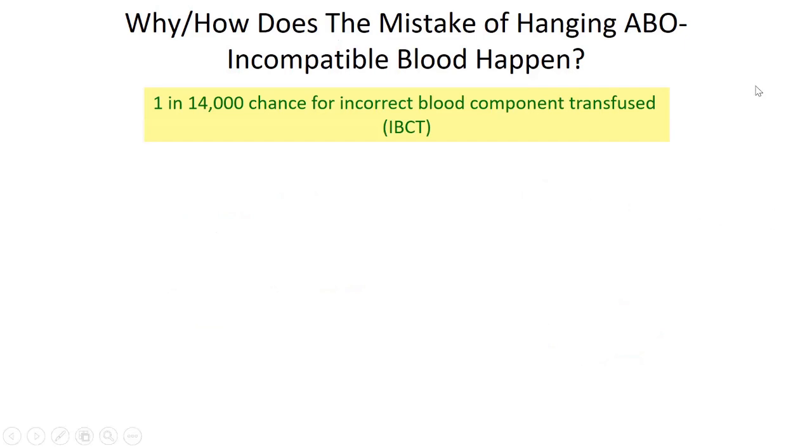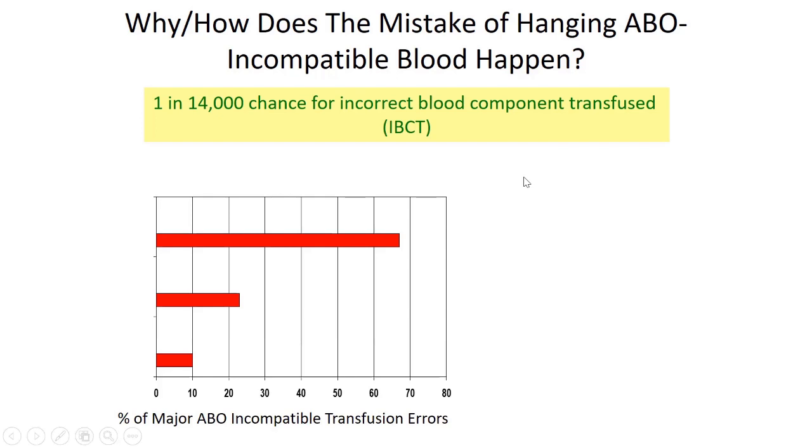The mistake of ABO mistransfusions, and this is a so-called never event, happens in a number of ways. The literature describes IBCTs, or incorrect blood component transfused events, as occurring 1 in 14,000 times. Of course, the ABO is the most dreaded example of that. If there is an ABO major mismatched red cell transfusion, why or how does this happen? Foundationally, it's because the patient identity was not verified at the bedside.